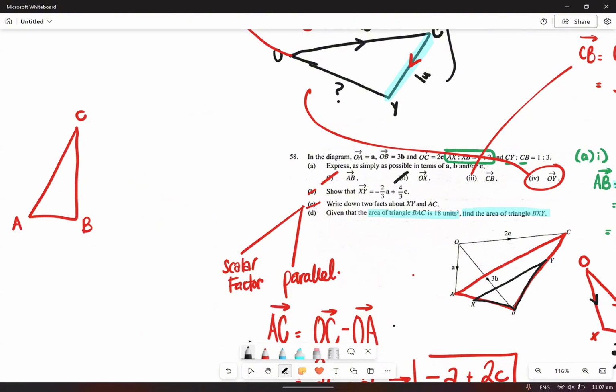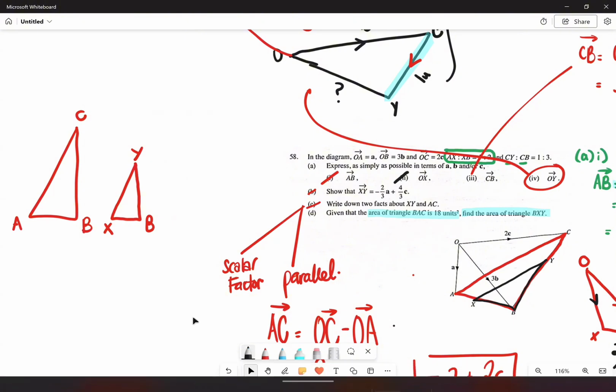BAC, which is the bigger one, and then we have the smaller one, which is this part over here. True? All right, which is BXY. Am I making sense? And because we know that it is similar, all we want to do is to use the similarity test.